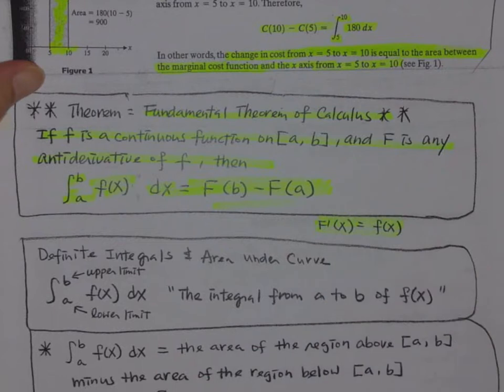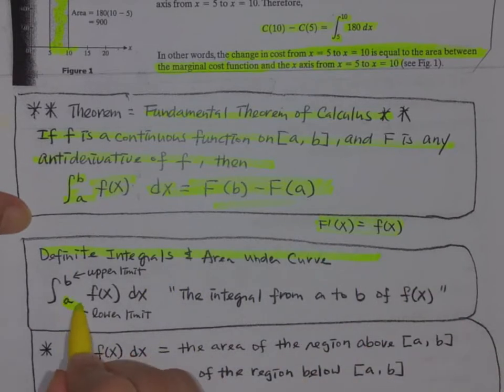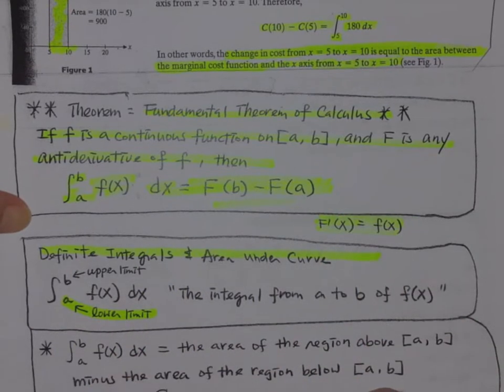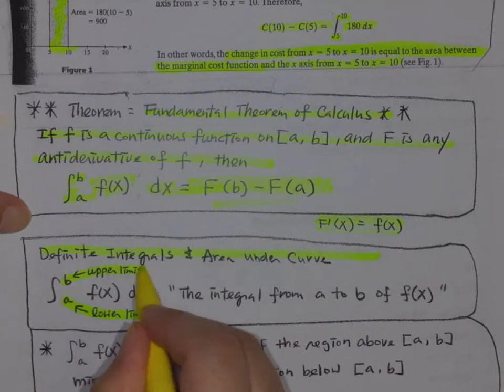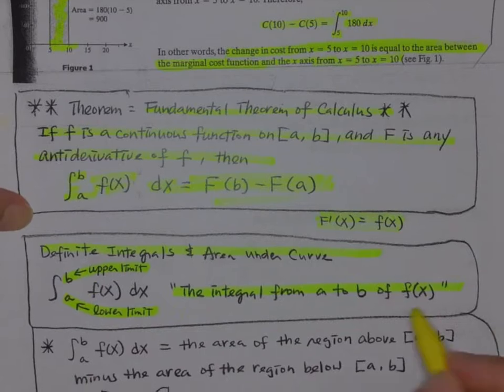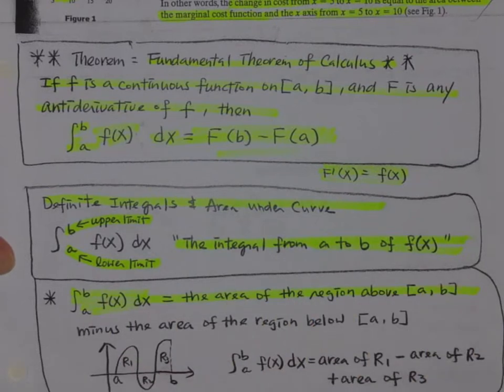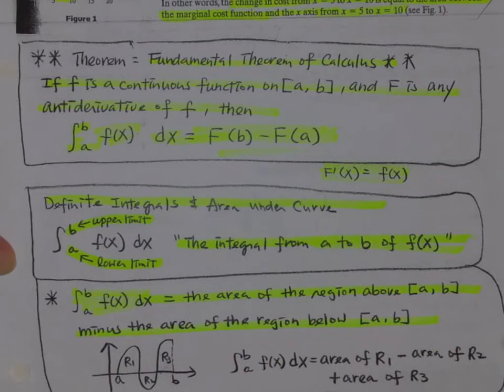When we are dealing with definite integrals and the area under the curve, a is our lower limit and b is our upper limit, and we read this as the integral from a to b of the function. This is equal to the area of the regions above the x-axis between a and b, and then we need to subtract the area below.